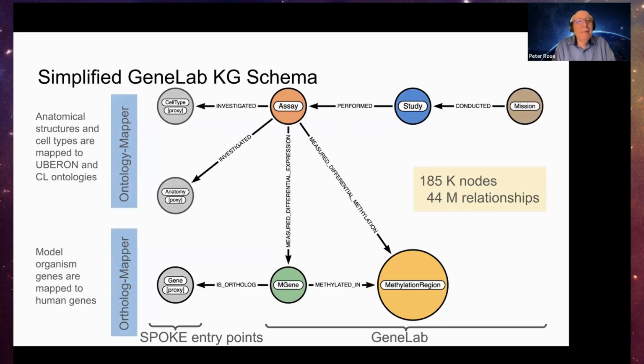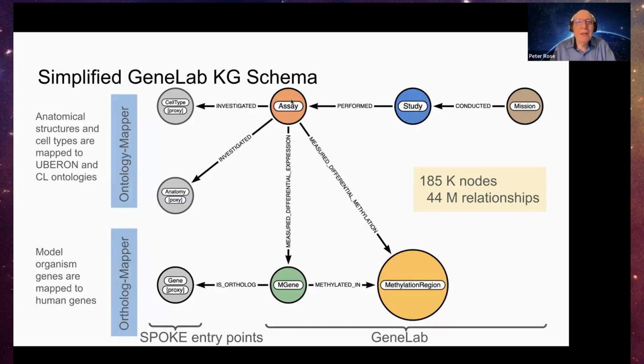So here's a simplified knowledge graph about how the data are organized. So, for example, NASA conducts a mission. That mission conducts a study, or usually a mission conducts multiple studies. A study then performs multiple assays. And the type of data we are collecting here is, one, we measure differential expression of model organism genes, and the other one is differential methylation here.